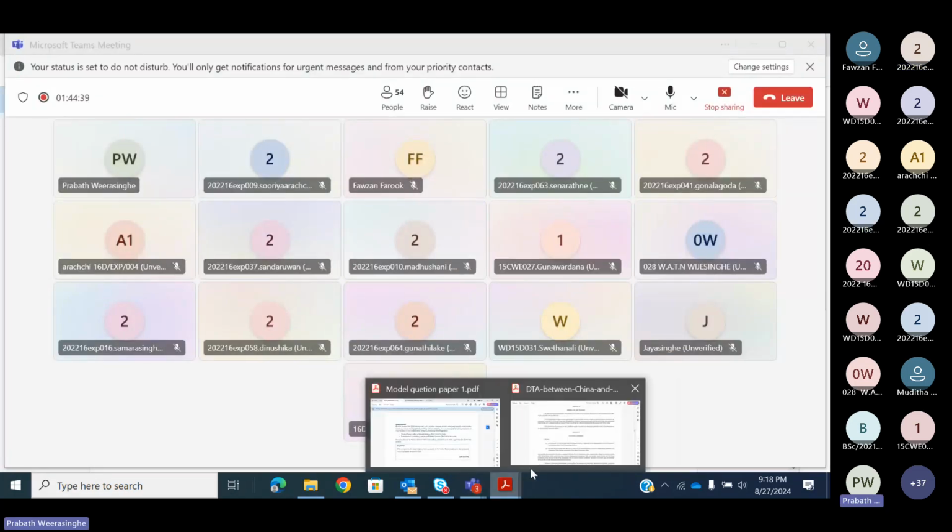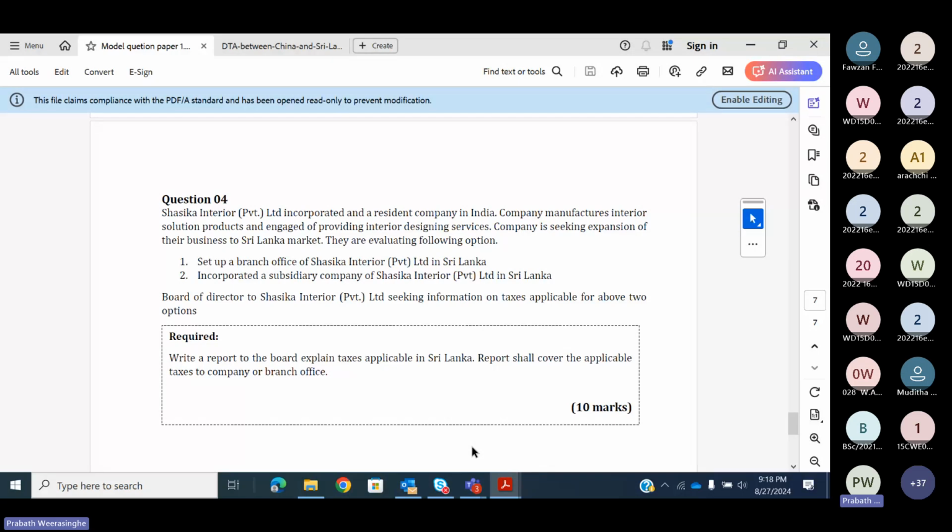At this time I'm not expecting the computation for that type of question, but in the examination context there will be computation. I gave this type of question in the group assignment for evaluating the options, so that type of question will not be there in the exam.